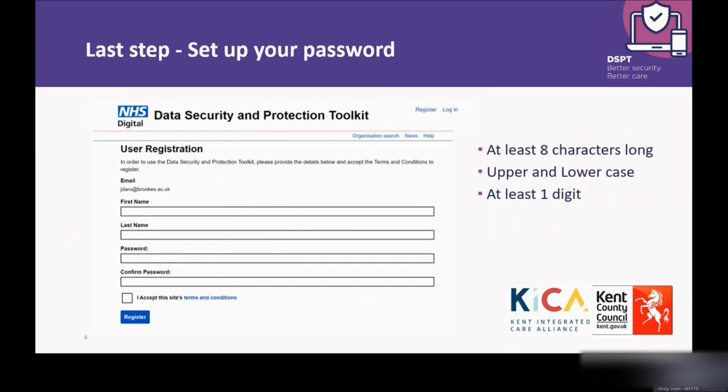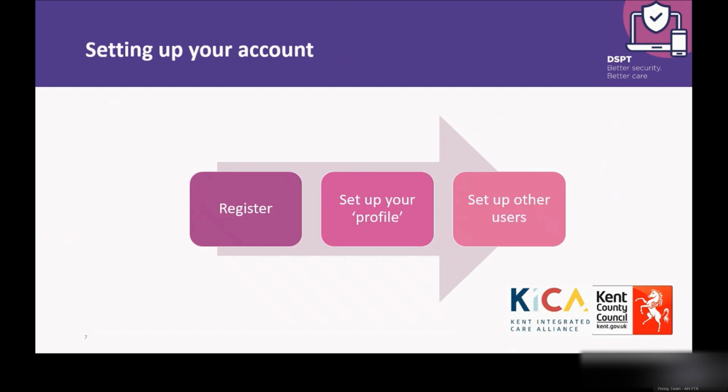You'll then be asked to create a password for your account, so this should be at least 8 characters long using both upper and lowercase and at least 1 digit. So now that you've registered and you've got your account, you need to go through a few questions to set up your profile on the toolkit. You'll also be able to add additional users to your account. So for this next part, we'll show you how to do this on the toolkit.